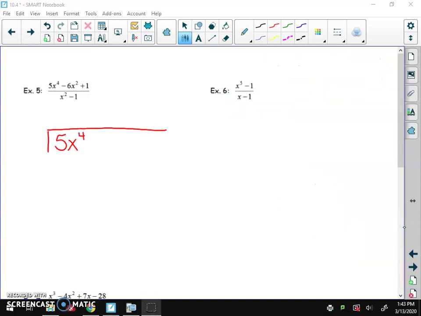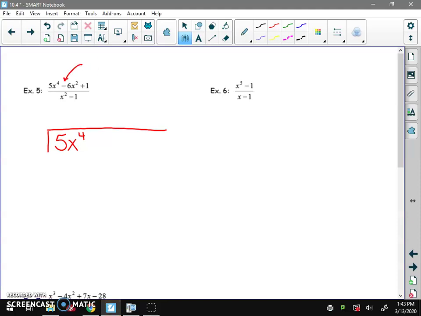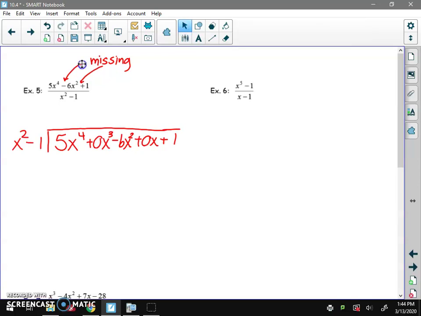When we go to example 5, we think it looks maybe a little bit easier because it only has a trinomial on the top. The problem is you're missing some terms in here. You're missing an x cubed term and you're missing an x term. So we have some things missing in here. When we go to write our division box, we're going to actually put those in there as zeros. So plus 0x cubed minus 6x squared plus 0x plus 1. Out here, x squared minus 1. I like to have those zeros in there because it helps me stay better organized.